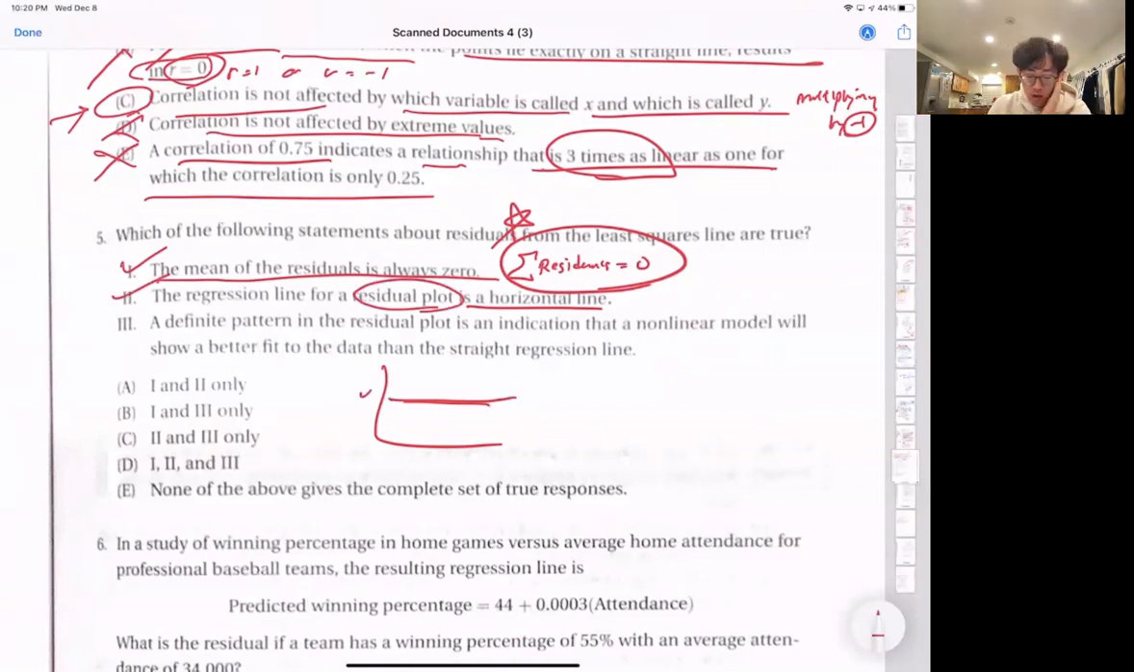The definite pattern in the residual plot is an indication that a nonlinear model would show a better fit to the data than the straight regression line. The definite pattern in the residual plot is an indication of the nonlinear model. Yes, because as long as we see a pattern in there, we don't want to be using a linear plot to indicate anything. So it's actually 1, 2, or 3, and I think that should be the correct answer.